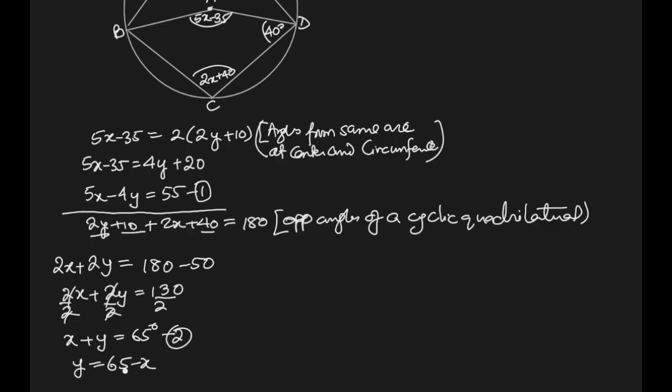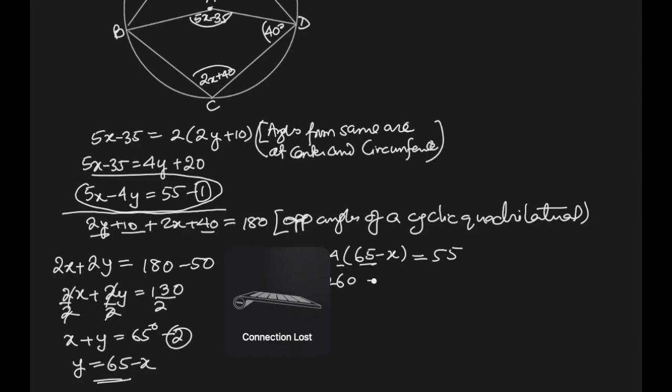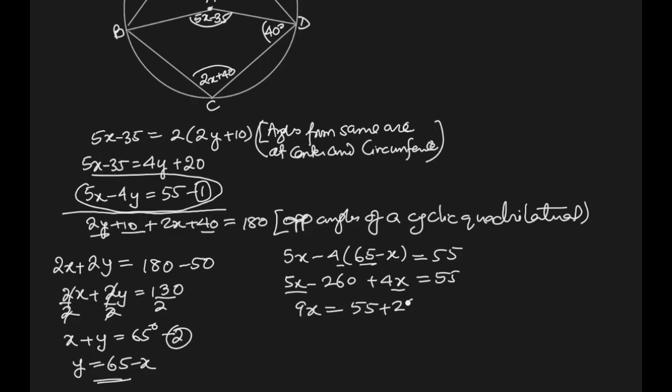We can rearrange this equation number 2 and substitute in equation number 1. Let's do it here. 5x minus 4 times (65 minus x) equals 55. So 5x minus 260 plus 4x equals 55. This and this is 9x, and we get 55 plus 260 on the right side, 315.